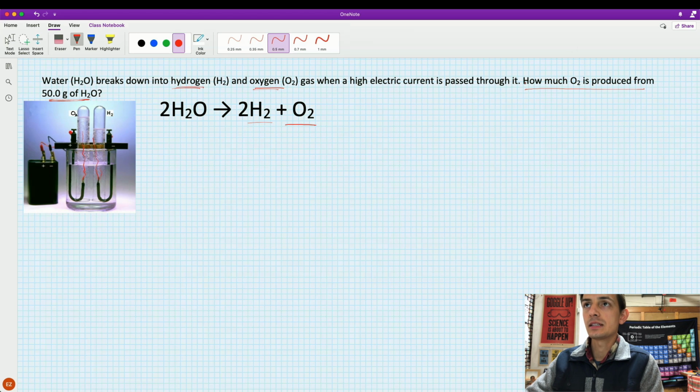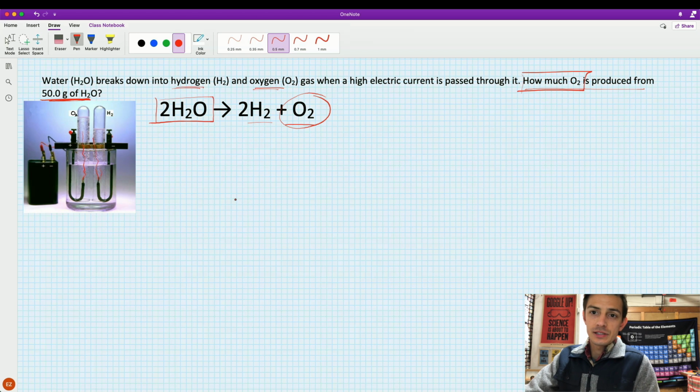The question is asking how much oxygen gas is produced from 50 grams of starting material. In this case, because it's a decomposition reaction, the starting material is the reactant. There's only one of them, and it's water. So if I start off with 50 grams of water, how much oxygen will I produce in grams?